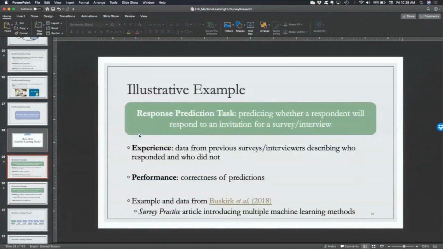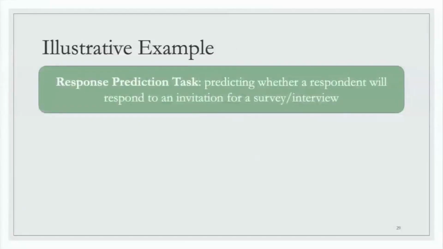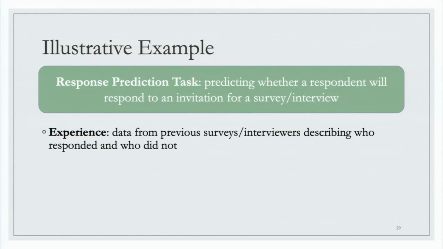Okay, so I've mentioned before, our illustrative example that we're going to use for this is predicting whether or not someone is going to respond to an invitation for a survey or an interview. So our experience is going to be data we collected from a previous survey that we hope generalizes to future surveys. So hopefully people don't respond or do respond for the same reasons, so this is a good predictor for another survey. Our performance here, most of the time we're going to look at the correctness of our predictions. So as we're working through the code, we'll see how many times we guessed the right thing.